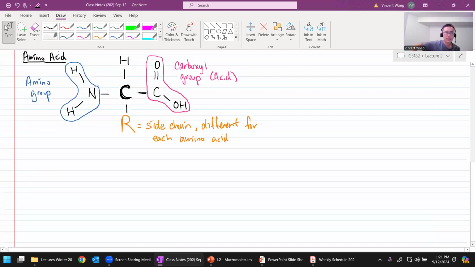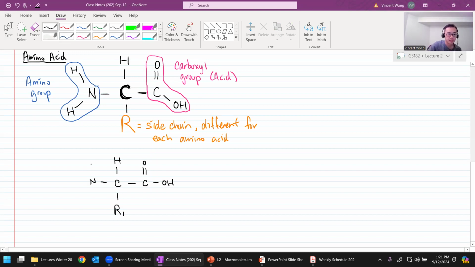Now let's take a look at what happens if I have 2 amino acids. You don't have to draw this next part if you don't want. You can just watch and then you can draw it again later. I'm going to put R1 for side chain number 1. In fact, don't draw this. Just watch and see if you understand.